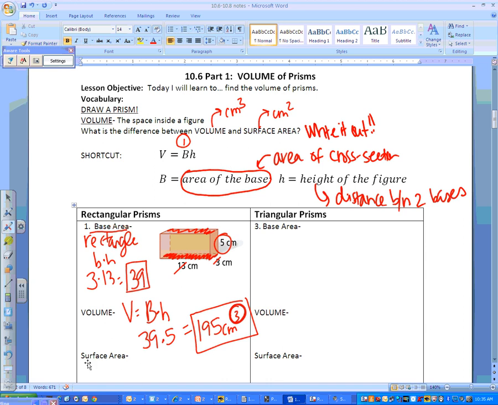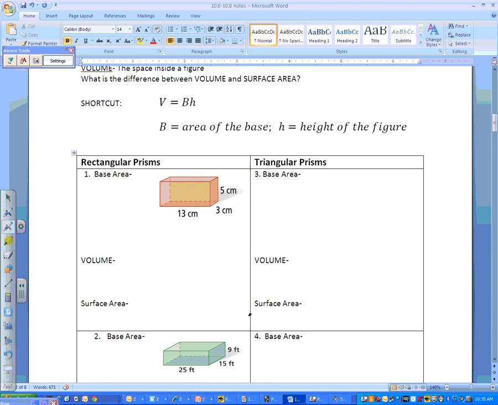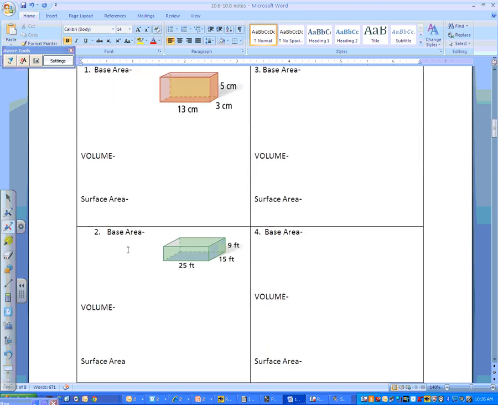Okay, go ahead. I'm going to leave it to you to figure out what the surface area is. It may or may not be on a quiz tomorrow. And then for CP and honors, you guys are going to find the volume and surface area of number 2.